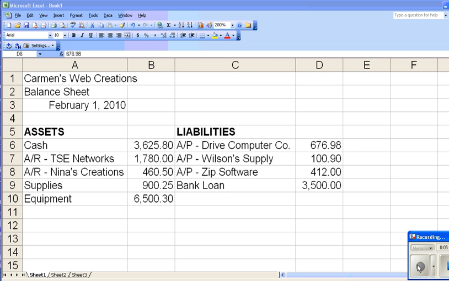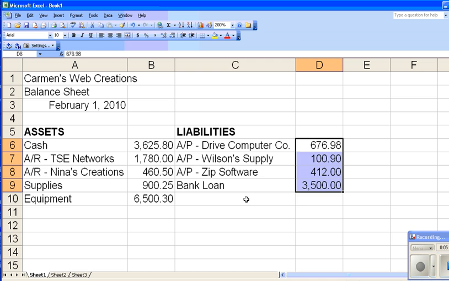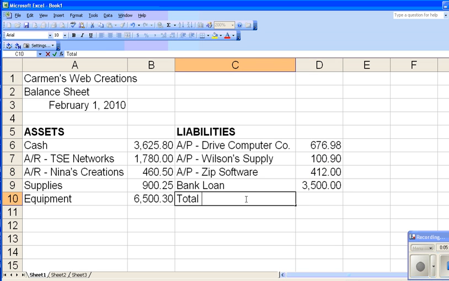Our next step is to calculate what our total liabilities are so that we may at some point figure out what our net worth is for our capital. So below bank loan, I'm going to ask you to type in total liabilities.